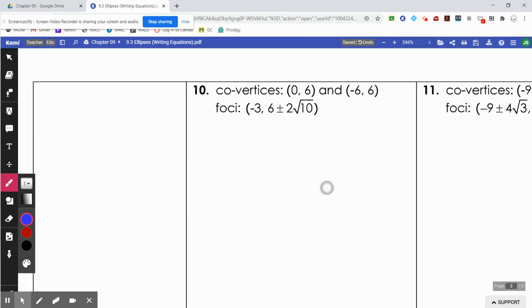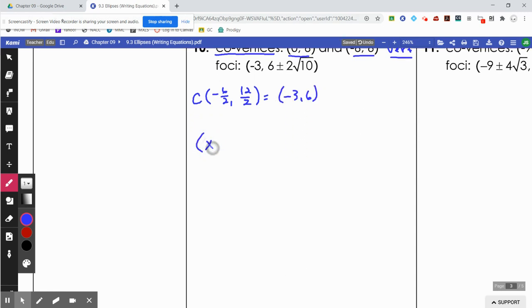This one gives you co-vertices and the foci. Co-vertices are (0, 6) and (-6, 6). Those are horizontal. However, those are co-vertices. So that means my vertices would be vertical. This would be a vertical ellipse. Let's find my center. To find the center, you could find the midpoint of any of these. So (0, 6) and (-6, 6), add your x's, divide by 2, add your y's, divide by 2. So therefore, the center is at (-3, 6). So that's got my equation started. That's going to be (x + 3)² over stuff plus (y - 6)² over stuff equals 1.